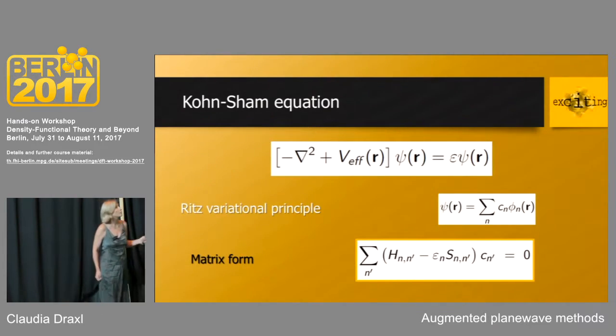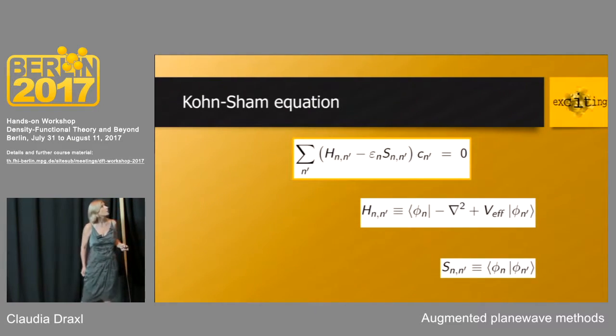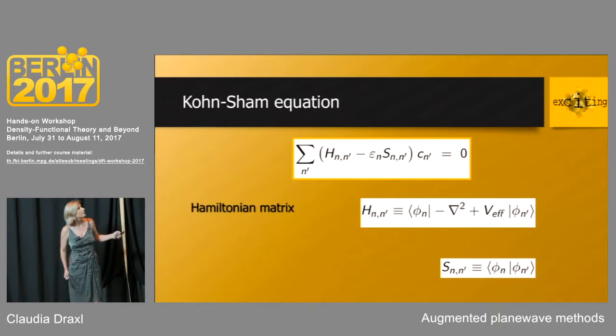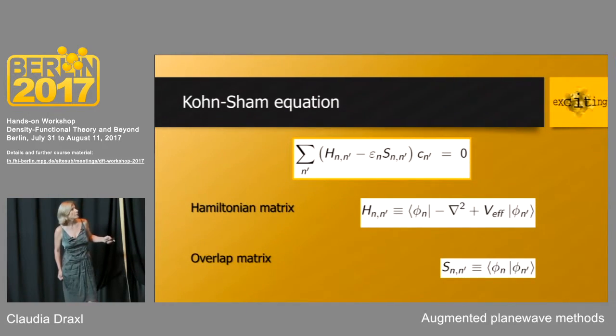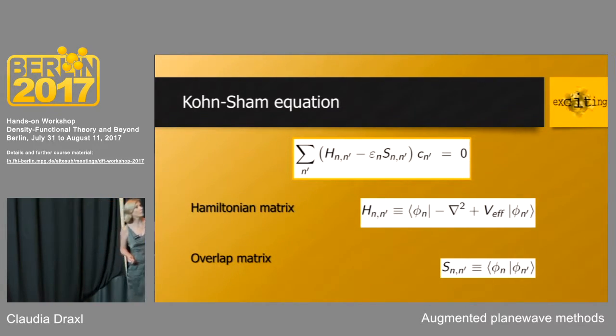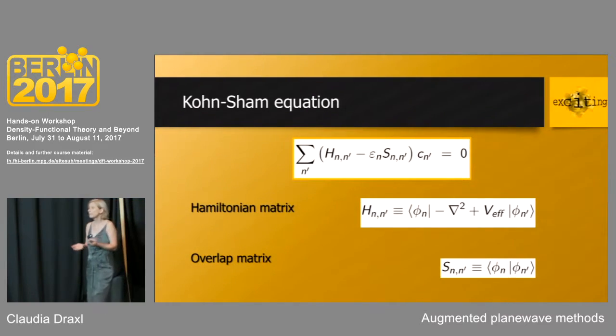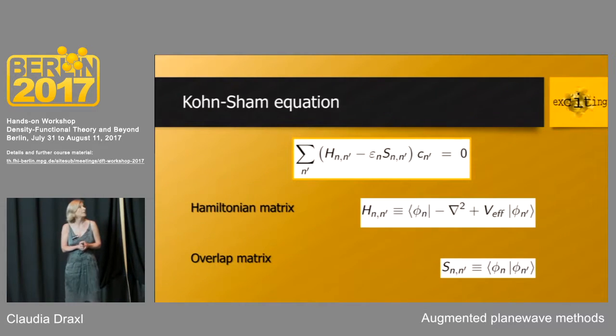In matrix form, the Kohn-Sham equation looks like this, which I repeat here. So we have the Hamiltonian matrix. This is given by this bit here. This is basically the operator sandwiched between the basis functions. And then we have the overlap matrix. It's just the overlap between these different basis functions. So for instance, dealing with plane waves, this overlap matrix will be just the unity matrix. In the case of augmented plane waves, this is not the case anymore, as we will see in a second.